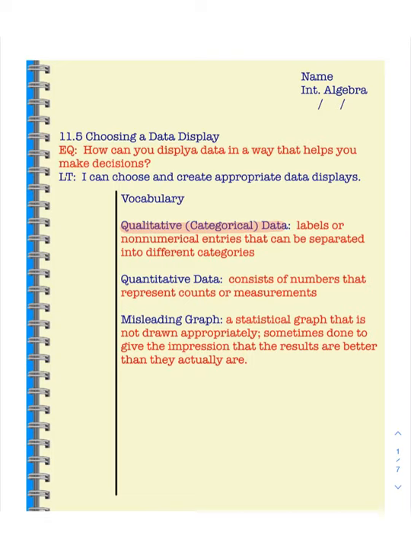So some of our vocabulary for the day, we have qualitative data, which is categorical, meaning it's labels or non-numerical entries. So separated into different categories, not numbers. Quantitative data consists of numbers. So quantitative, numbers, qualitative, categories.